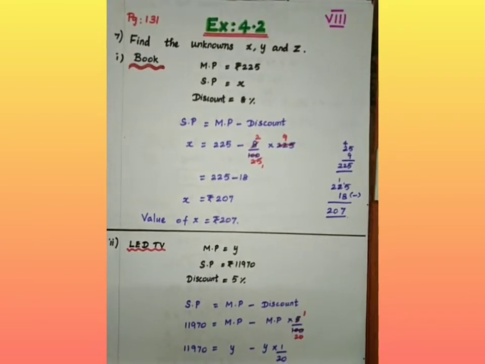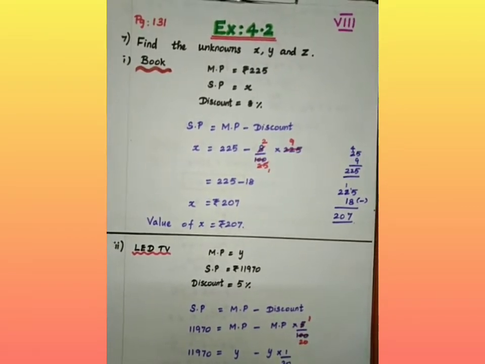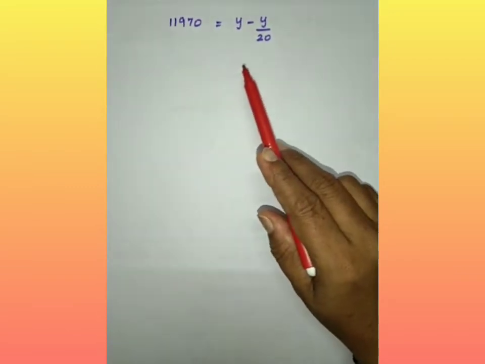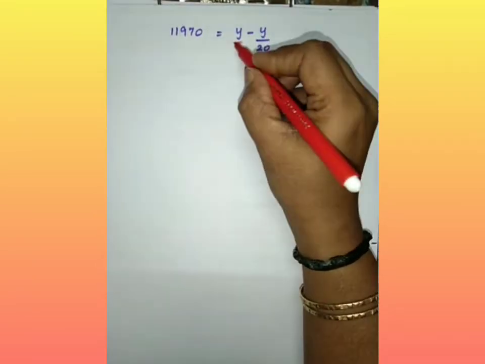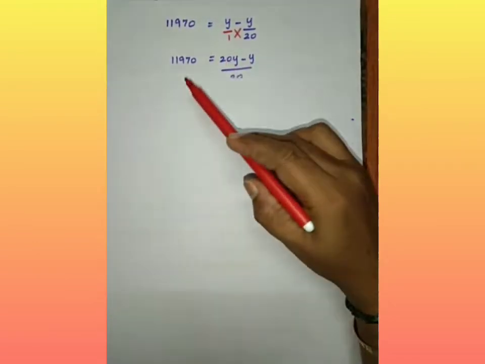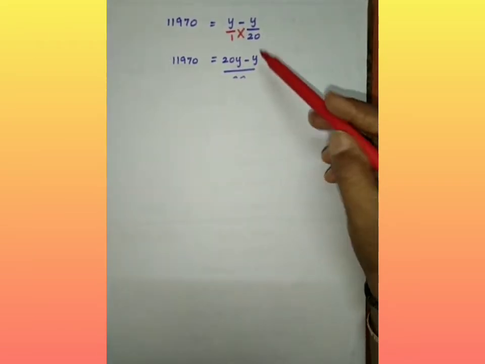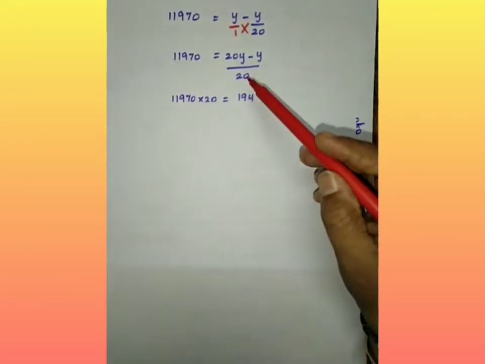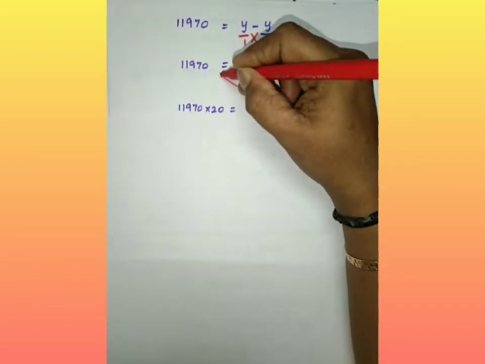Therefore 11,970 equals MP, which is y, minus y into 1 by 20. So 11,970 equals y minus y by 20. Now consider the denominator as 1. Then we can cross multiply. We can take LCM, that is 11,970 equals 20 into y is 20y, 1 into y is y. Therefore 20y minus y by 20. Then here, division by 20 comes as multiplication by 20.